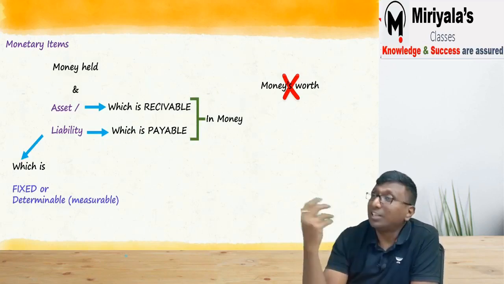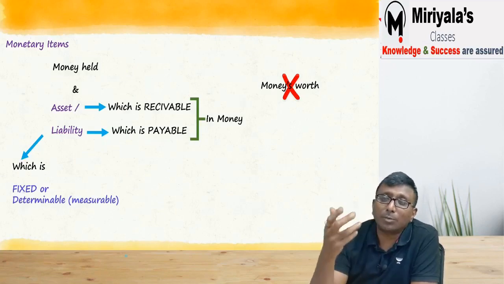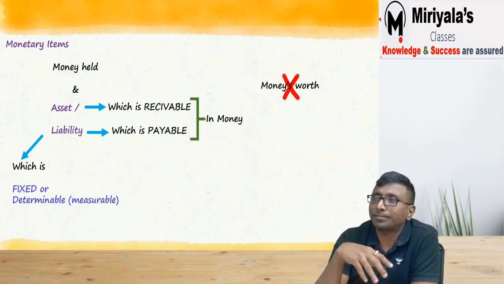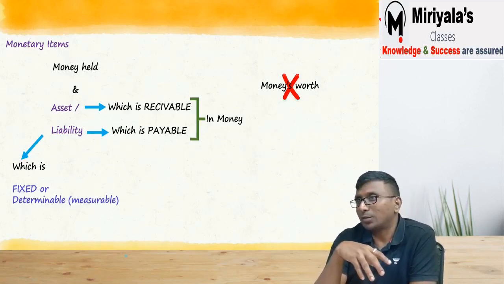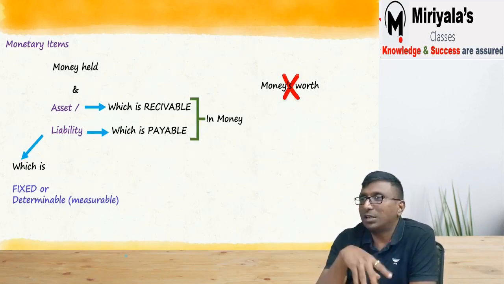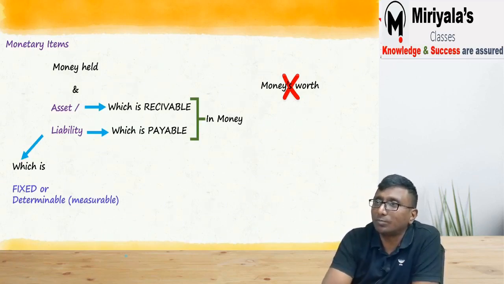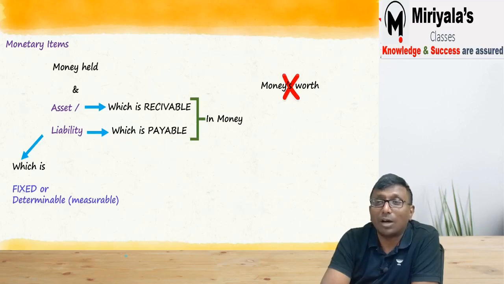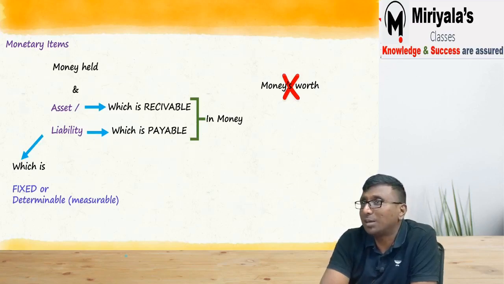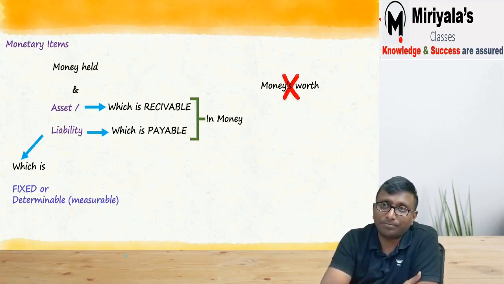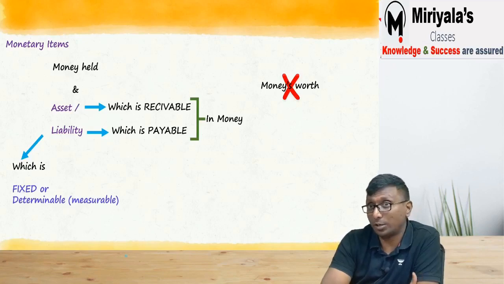The next point is determinable. Determinable means measurable. For example, provision for tax. Do you know exactly the provision for tax? Unless the department confirms, we will think something, but the department also has to confirm. After the assessment is completed, then this is my liability. Till that time, God only knows. Gratuity payable: do you know exactly? God only knows that also.